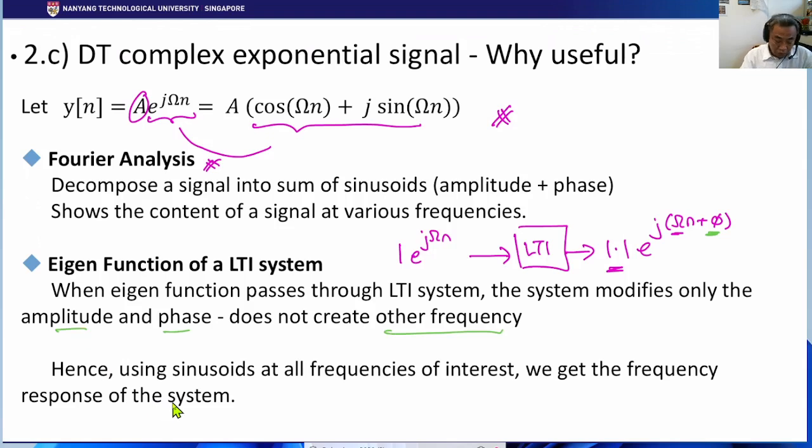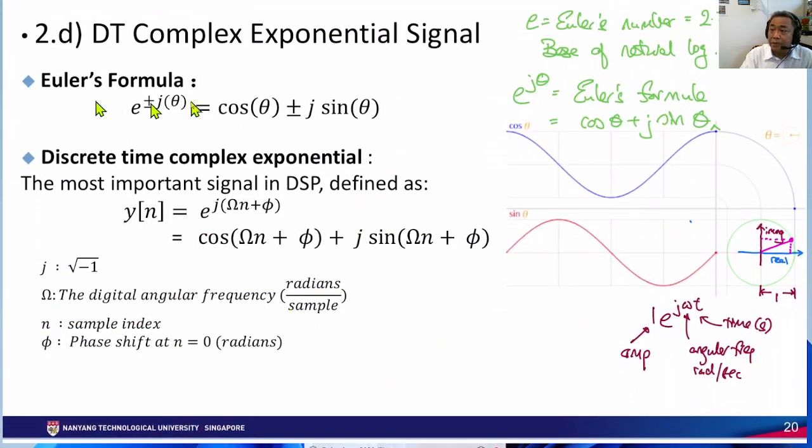So now let's go into the details of the complex exponential. First, we introduce Euler's formula. We'll use this formula to say that e^{±jθ} is cos θ ± j sin θ. What is e? e is Euler's number. It's a constant, 2.71828, and so on. It's a real number, and it is also the base of the natural log. e^{jθ} is called Euler's formula, and we just need to memorize this. In our case, we are not going to derive it. We're just going to make use of this formula.